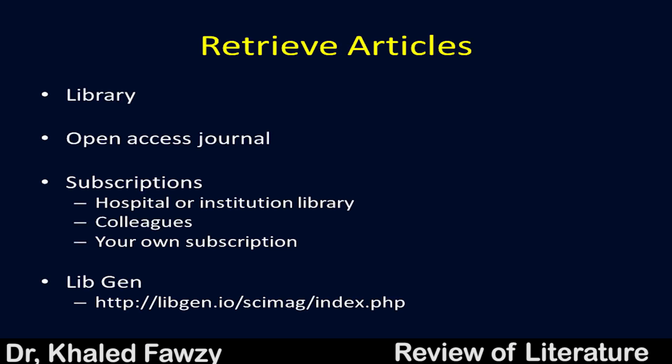Now then, where you retrieve your articles from, as we mentioned before, from your library. There are open access journals that do not need a subscription, and you can get the full text online on your computer. Subscriptions such as the hospital or your institution or university. Some of your colleagues who subscribe to one of the journals could help you, and you can buy your own subscription.